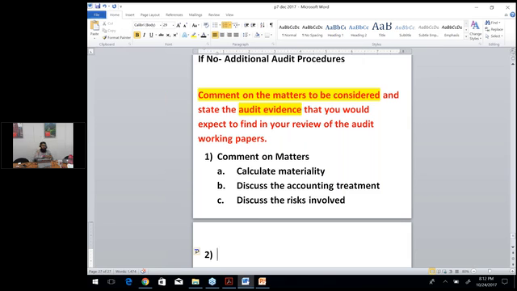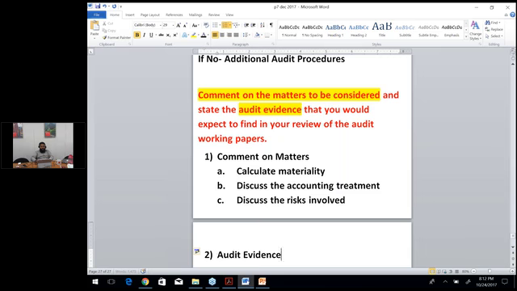So what are we going to comment on? We're going to discuss the materiality, we're going to discuss the accounting treatment, and we will discuss the risk involved. So one of them is comment on the matters to be considered, and the second one is audit evidence.